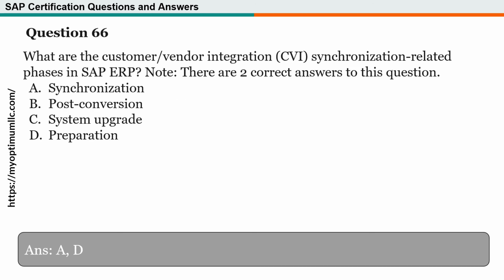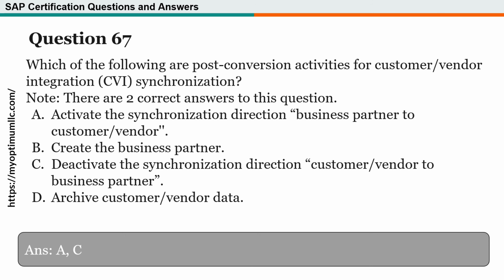Question 66. What are the customer/vendor integration, CVI, synchronization related phases in SAP ERP? Note, there are two correct answers to this question. A. Synchronization. B. Post-conversion. C. System upgrade. D. Preparation.